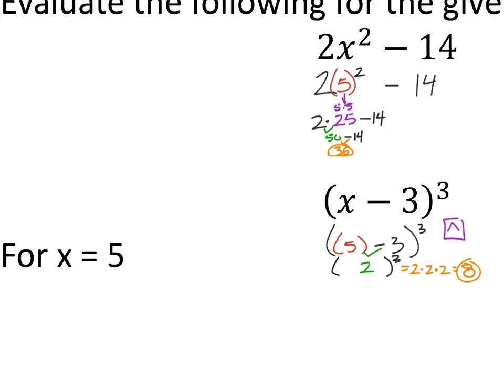All right, so there's the work on those two. And again, we need to understand that it is possible to replace letters with those numbers and then evaluate from there, which you should have acquired some of those skills in elementary at least.